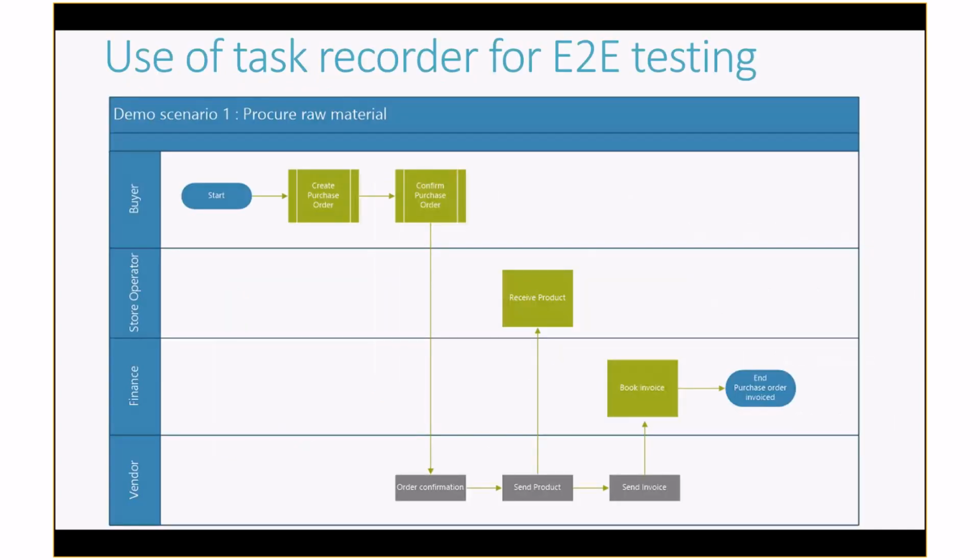So just a small example for what I mean with an end-to-end test. Typically, this is an example where we have a department who wants to procure some raw material. The scenario starts with the buyer, who goes into the system and creates a purchase order. For this specific example, he was also the person confirming the purchase order. Out of that, an order confirmation was sent to the vendor.